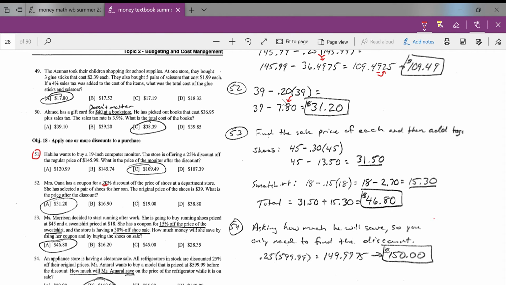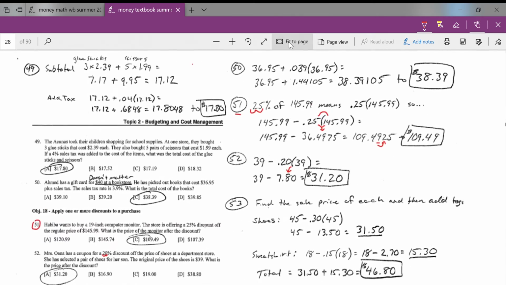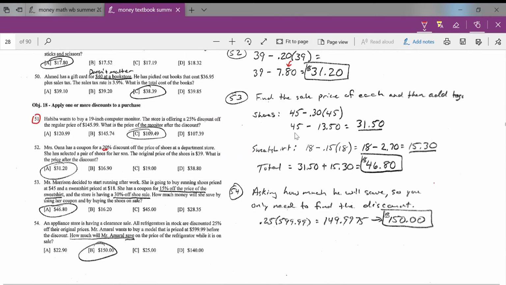Okay. Why do we keep getting cut off here? Number 53. She decides to start running after work. She's going to buy running shoes priced at $45 and a sweatshirt priced at $18. She has a coupon for 15% off the sweatshirt, and the store is having a 30% off shoe sale. How much money will she save by using her coupon and buying the shoes at sale?